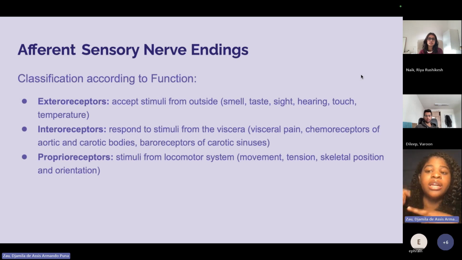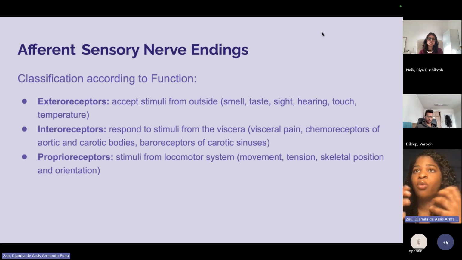You can have interoceptors, and they take stimuli from your viscera. So when you have visceral pain, chemoreceptors of aortic and carotid bodies, baroreceptors, these are things that you guys might still be confused as to what they are. I don't remember what topic goes more into detail about this, but just know that you have interoceptors from your viscera. And then you have proprioceptors. And proprioceptors are when you receive stimuli from your locomotor system.